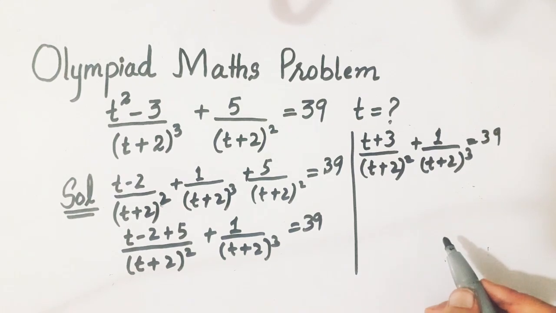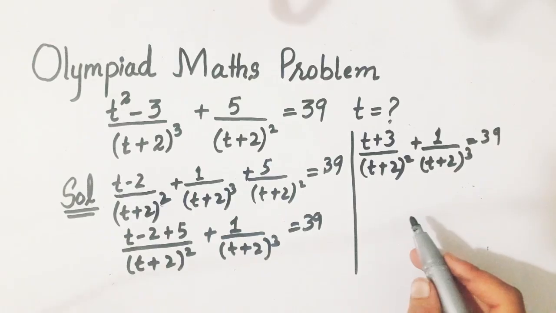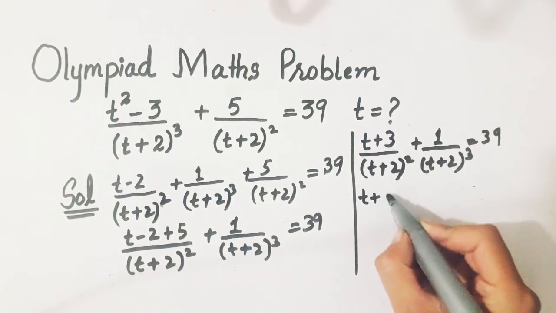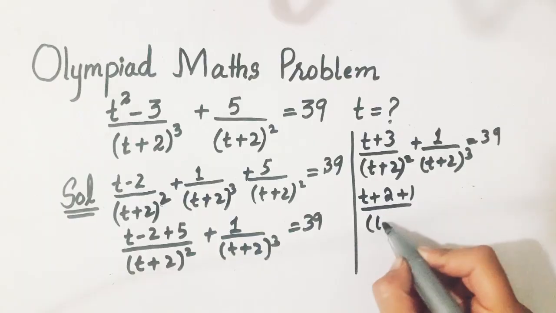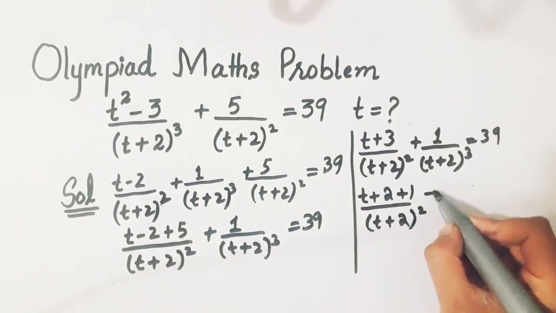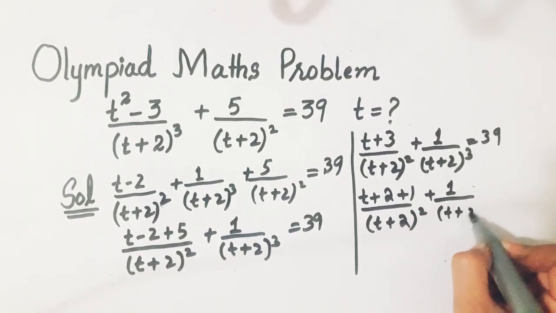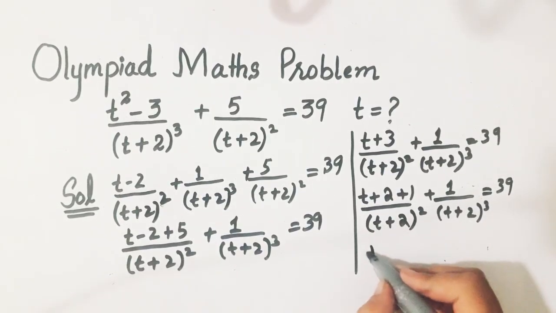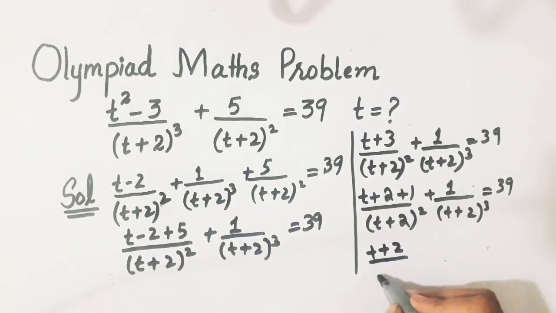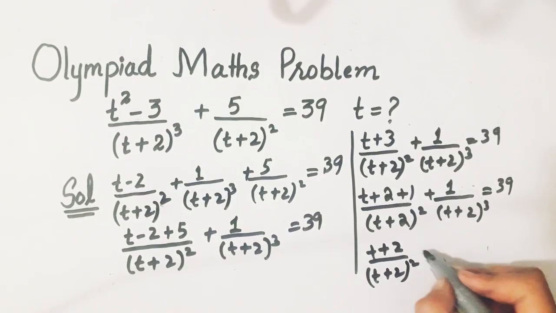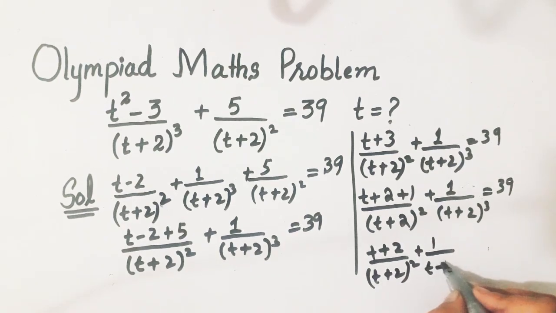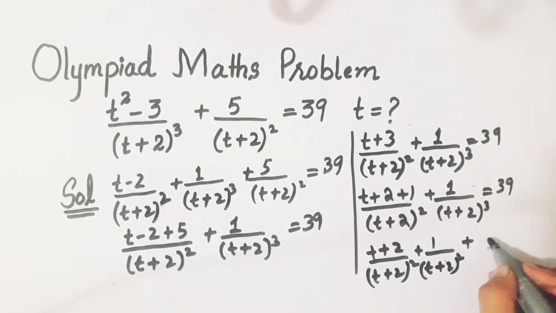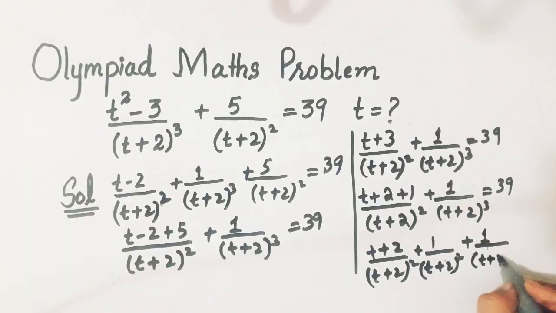Now what will happen to this? Again we will solve this: make t + 3 as (t + 2) + 1, so we get (t + 2 + 1)/(t + 2)² + 1/(t + 2)³ = 39. Again it will become (t + 2)/(t + 2)² + 1/(t + 2)² + 1/(t + 2)³ = 39.